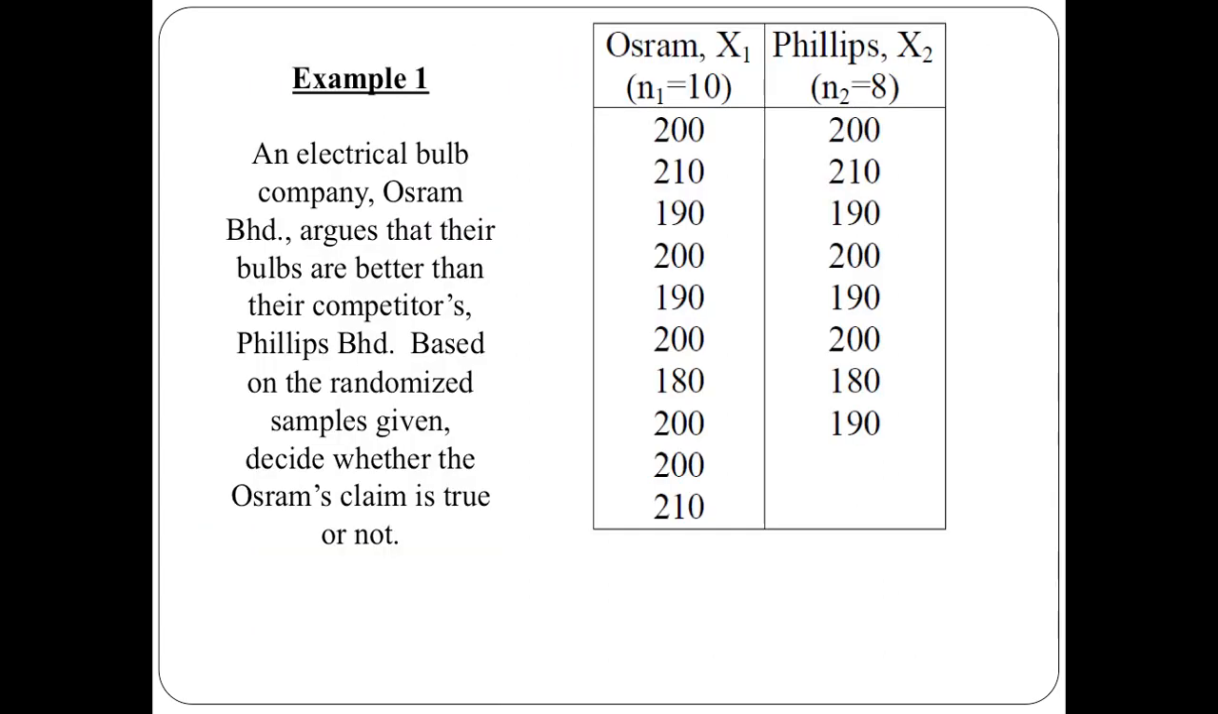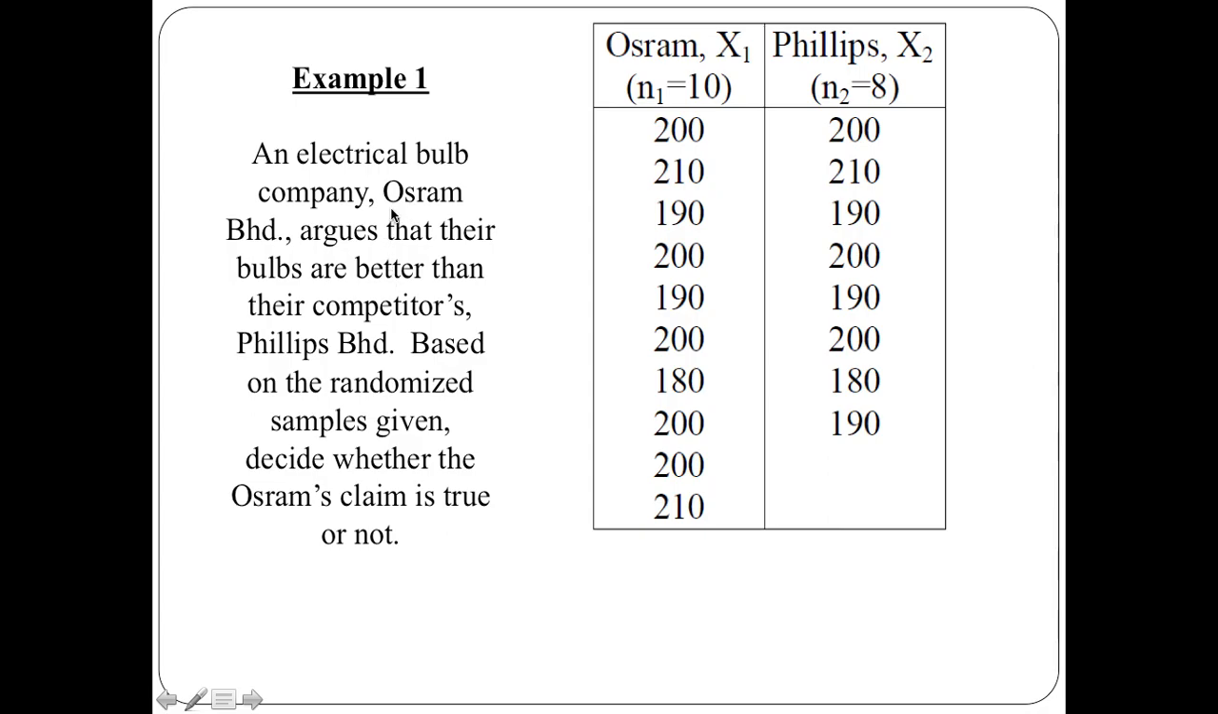Let us look at the first example. An electrical bulb company, Osram Berhad, argues that their bulbs are better than their competitor, Philips Berhad. Based on the randomized sample given in this table, decide whether Osram's claim is true or not. The first thing we need to do is ask ourselves, is this a directional or undirectional question? Is there a direction in the question?